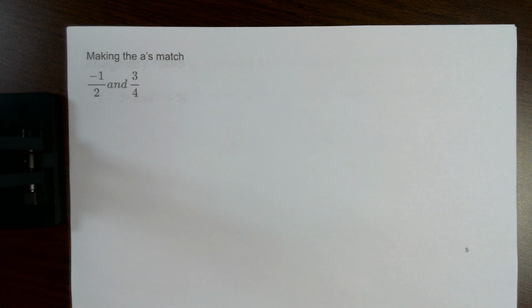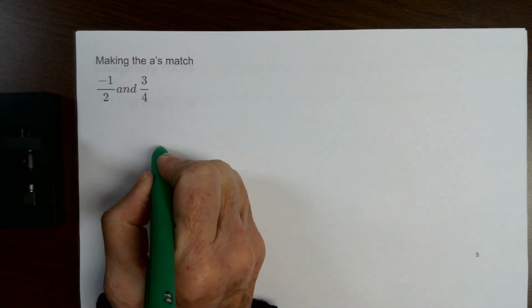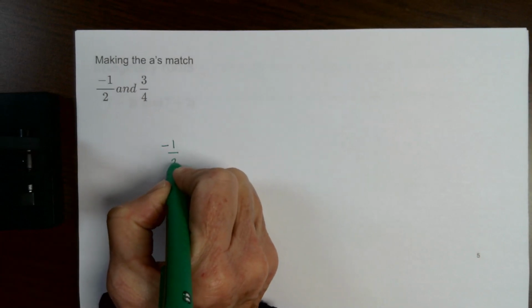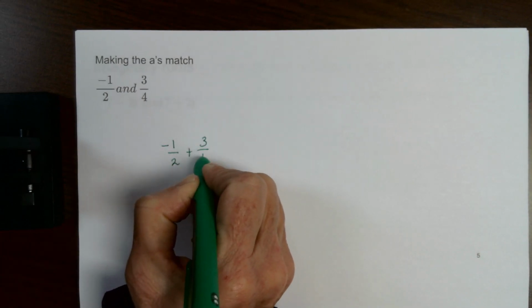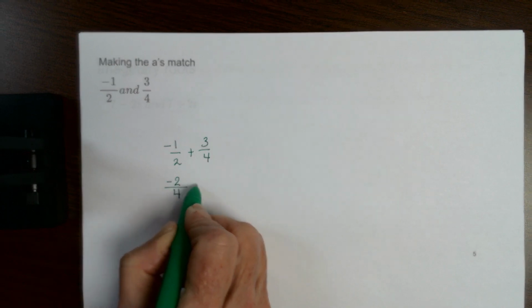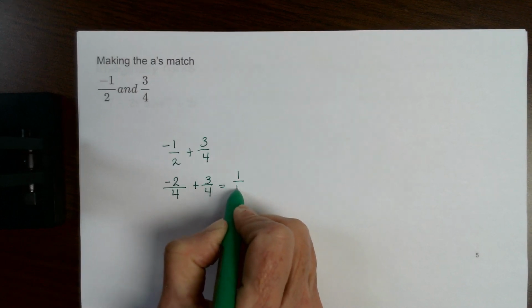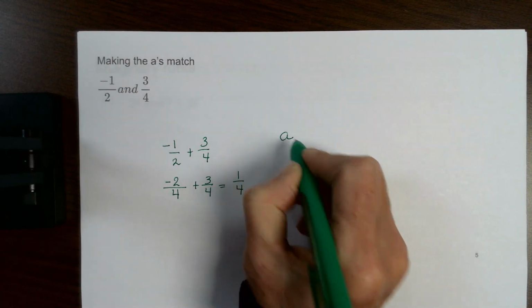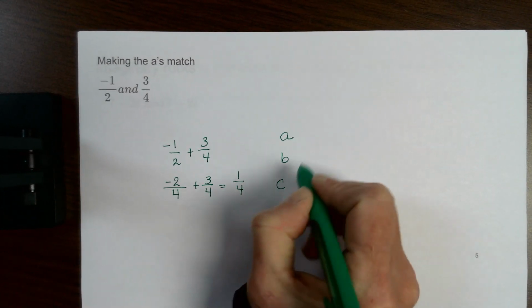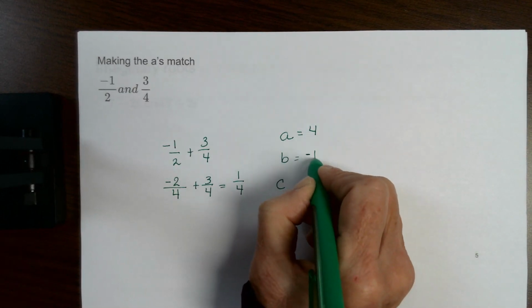All right, this one is one where you're going to have to do a little work to make the a's match. So first I'm going to add them. The common denominator is a 4, so this is going to be a negative 2 plus a 3 over 4, which is going to give me a 1/4. So looking at this, it looks like my a is 4, my b is negative 1.